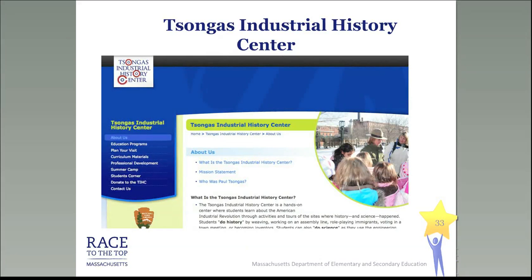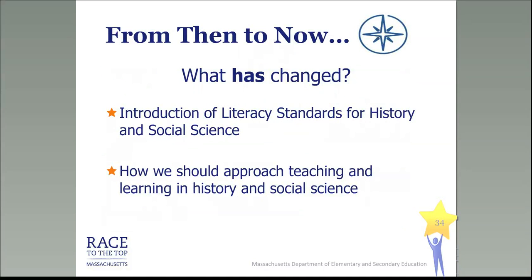So just a quick review, and then I can get on to questions. What has changed? The explicit literacy standards for history and social science, and our approach to teaching and learning in history and social science, how we really need to be more specific about the content, and we need to go more in depth with what we're doing.